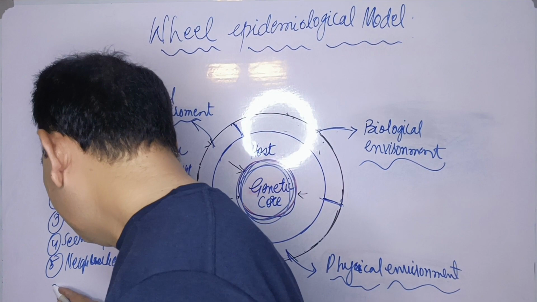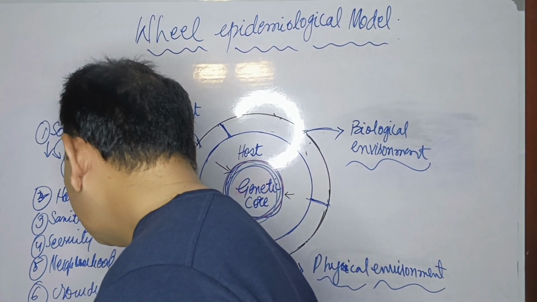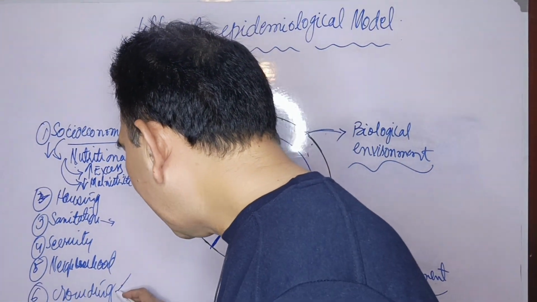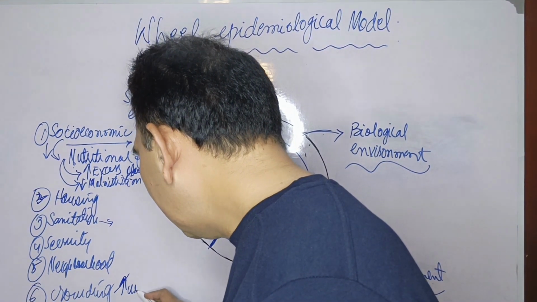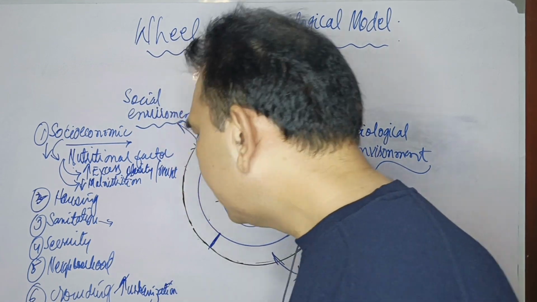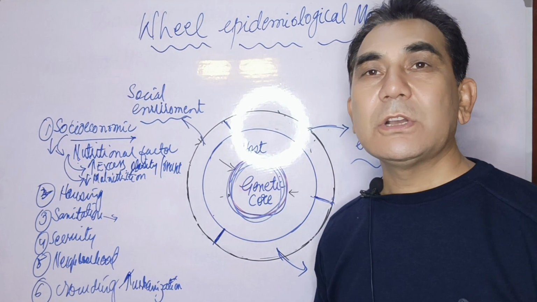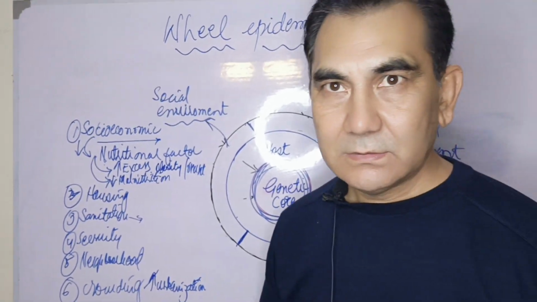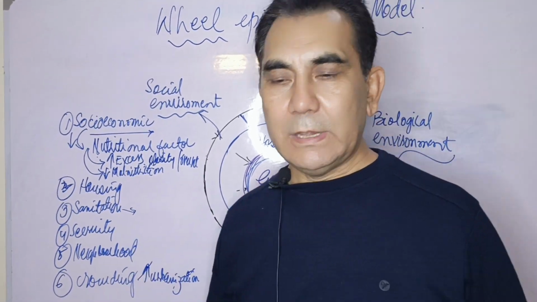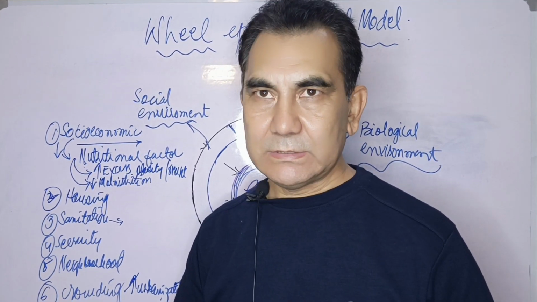Now, another factor of the social environment is crowding. Due to the increase of urbanization, crowding increases in the cities, and it will definitely influence, or affect, the management of the mega cities.